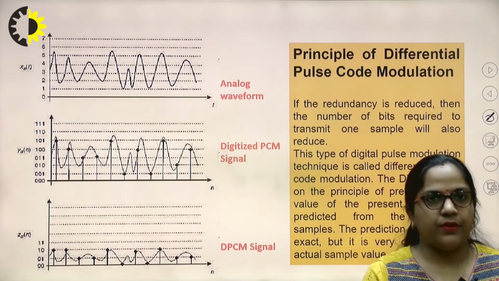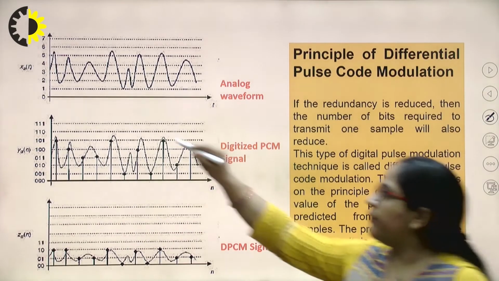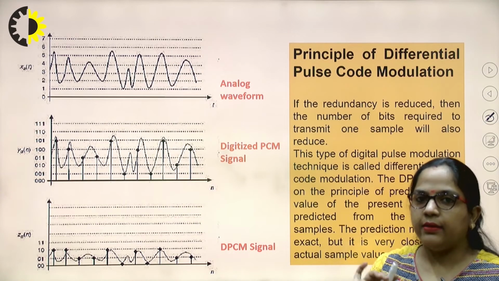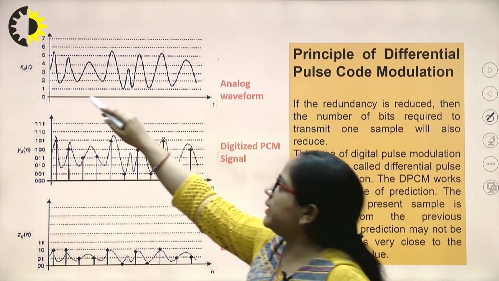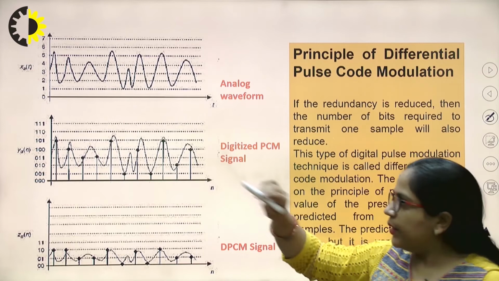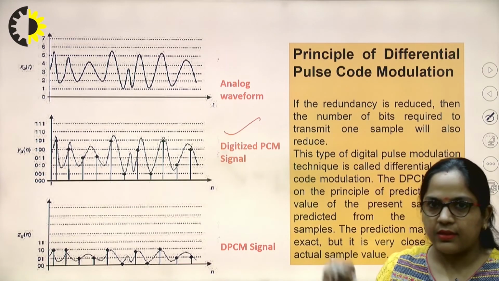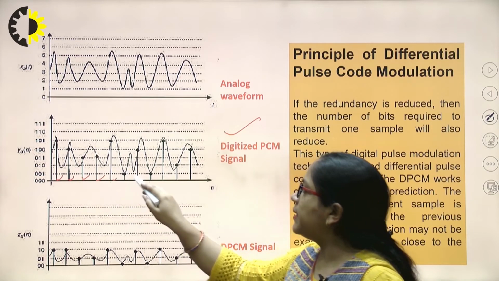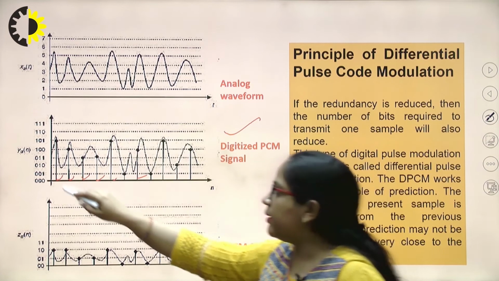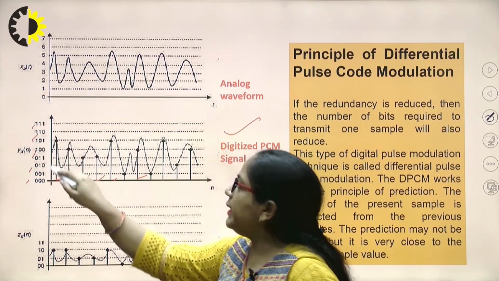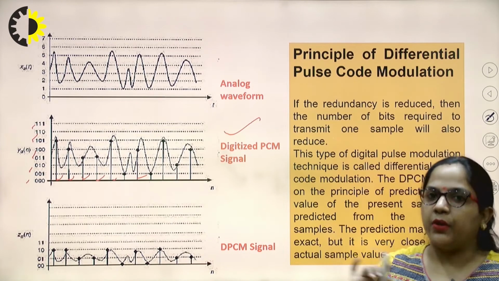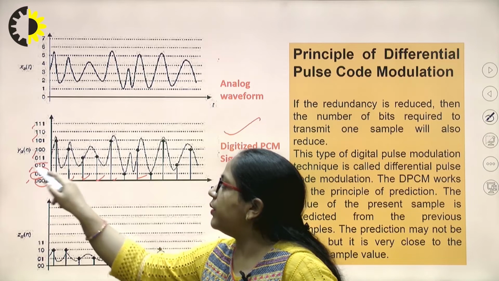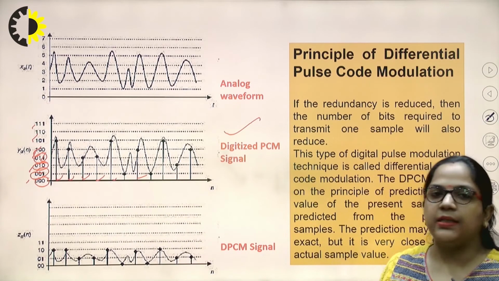So let us check this with one example. Here we have an analog signal that we want to convert into a digital signal and then transmit. First this analog signal will be sampled. Here we have the digitized PCM signal. First we sample the signal in the time axis, then in the magnitude axis, and then each level is represented with a number of bits. Each sample is assigned a different code word. This is the simple PCM system.